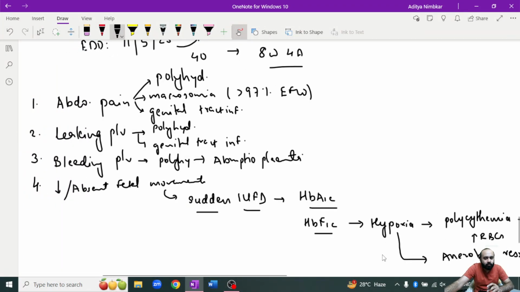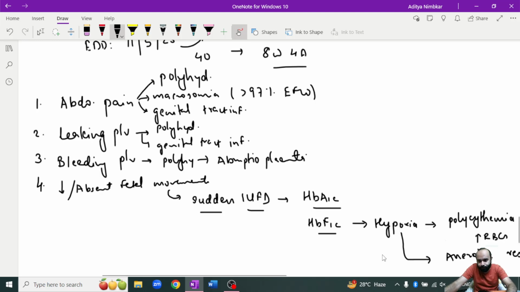And that is why it is very important, if a mother is coming to you with absent or decreased fetal movements, you have to immediately evaluate her. If the fetal heart sounds are present, you have to still admit her for the next 24 hours. You have to do a 2-hourly fetal heart rate monitoring for her to ensure that the baby doesn't die. So that is the reason why there is sudden IUFD.